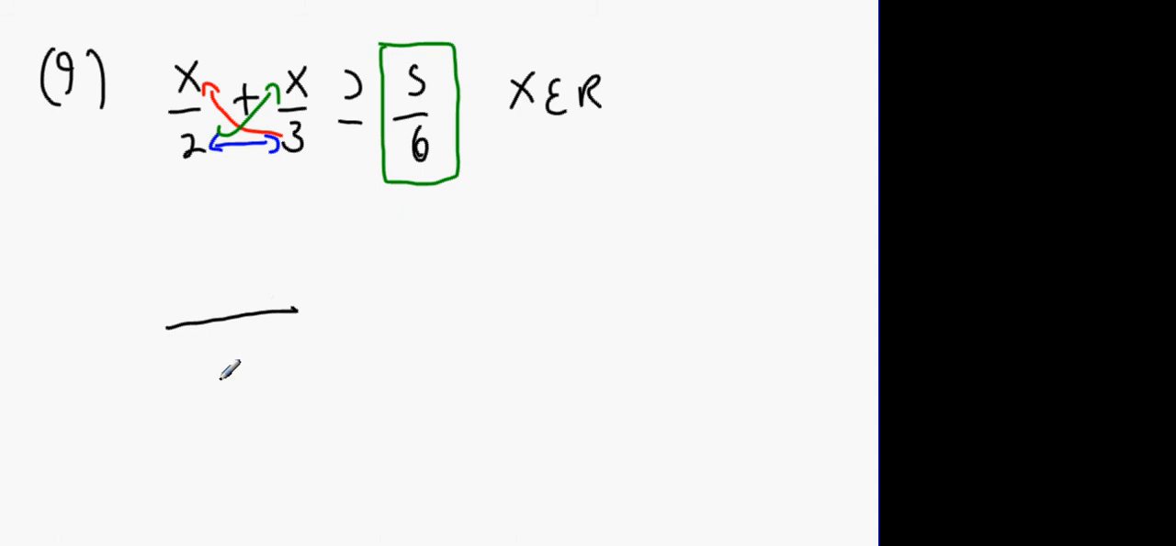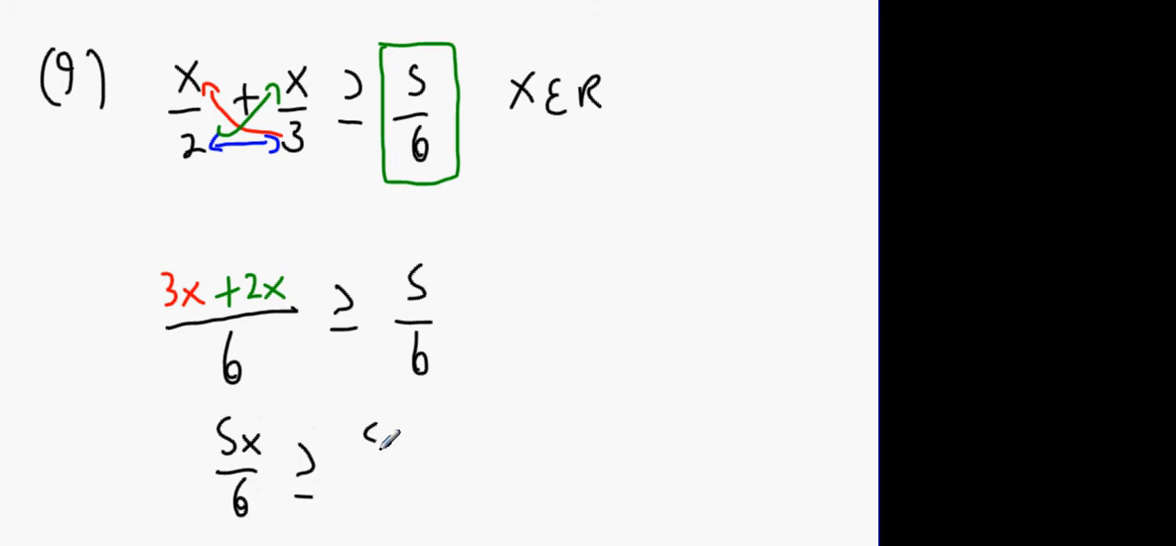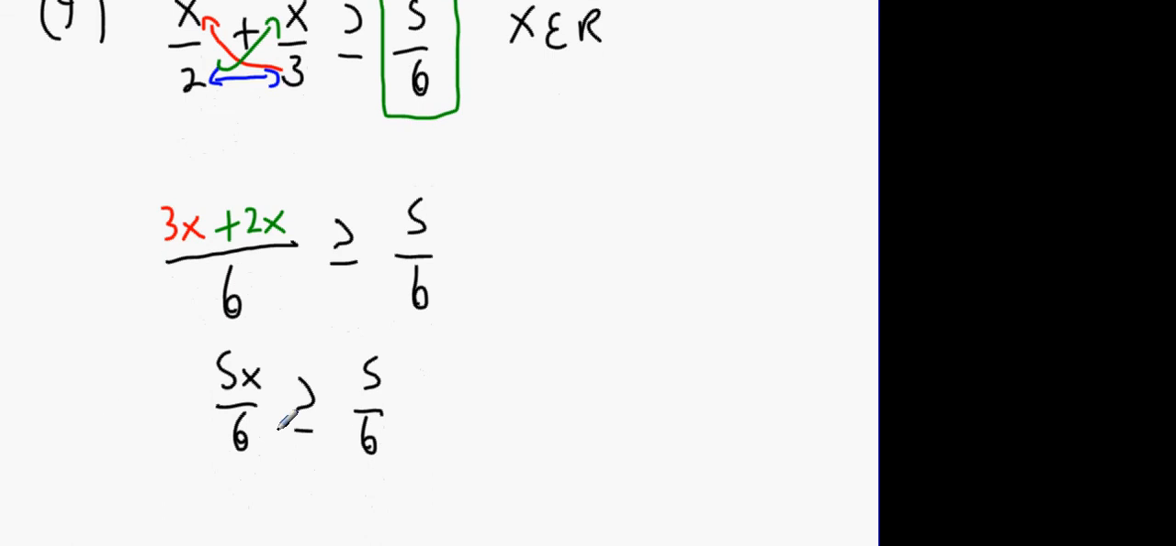2 by 3 is the blue arrow, which is 6. 3 by x is the red arrow, which is going to be 3x. And then plus 2 by x is 2x, which is the green arrow. Now we know that this is greater than 5 over 6. So 5x over 6 is greater than or equal to 5 over 6. Because the denominators on each side are the same, we're allowed to cross them off.